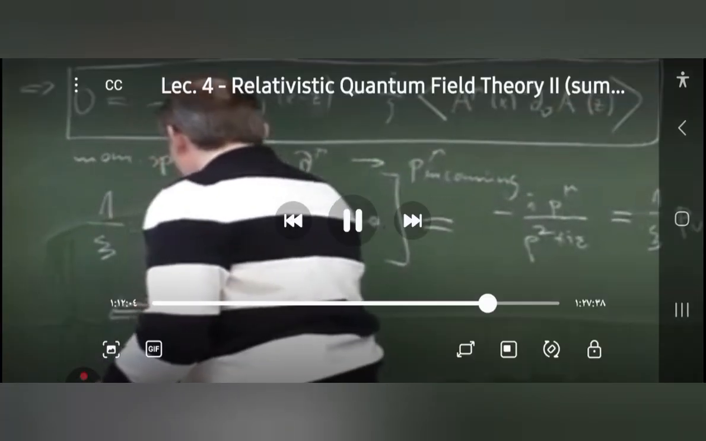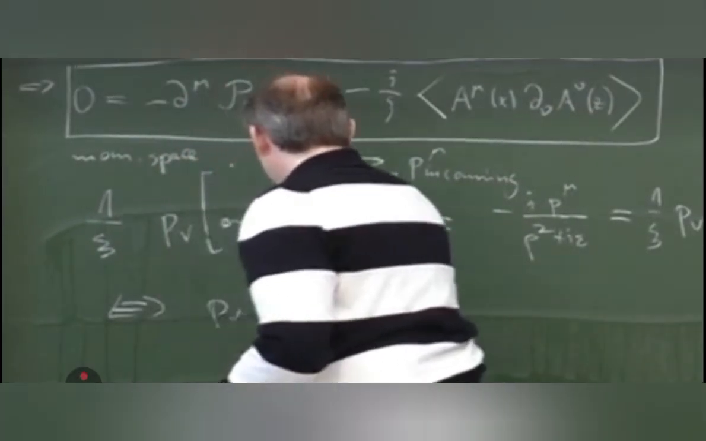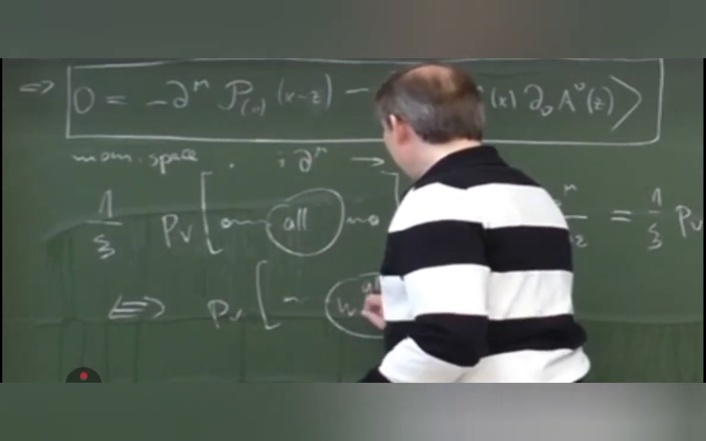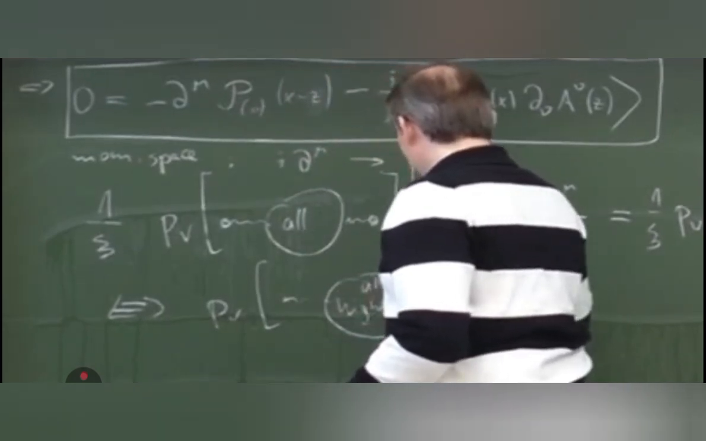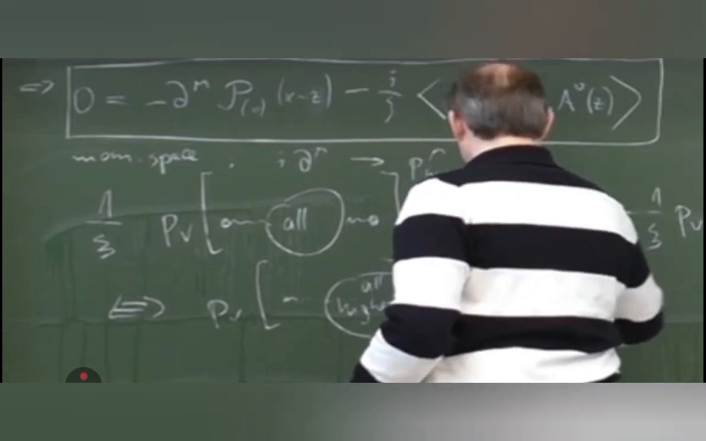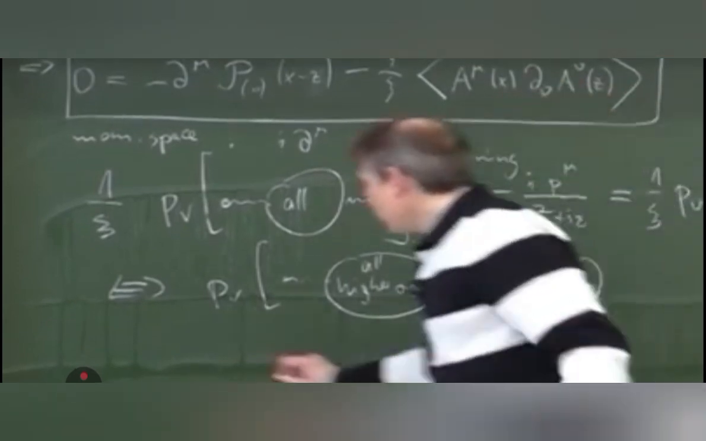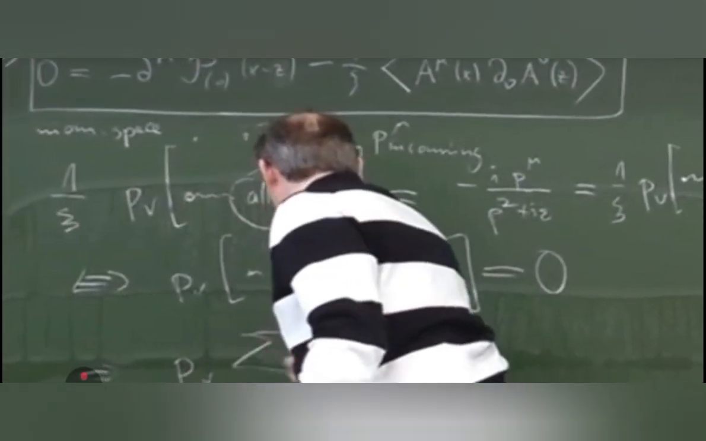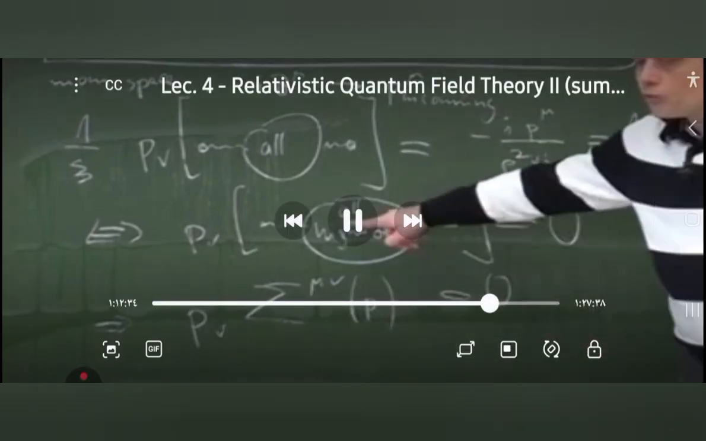So let's write it down. P nu times all higher orders is 0. And then in particular, this implies what we have used in the last semester. P nu times sigma mu nu of p is 0, where sigma mu nu is the one particle irreducible building block for this, as we have defined it in the last semester.